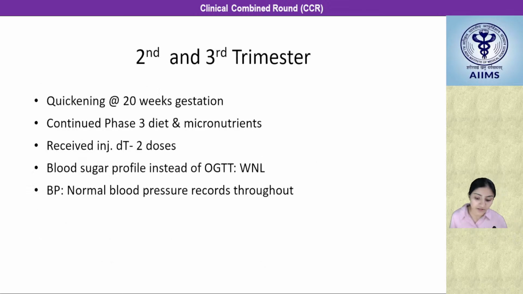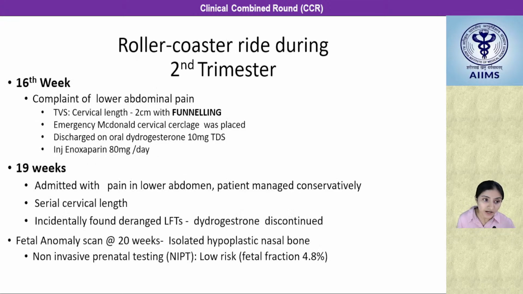Quickening was perceived at 20 weeks of gestation and the patient continued her phase 3 diet and micronutrients. Blood sugar profile instead of OGTT was done, which was within normal limits. The patient had normal blood pressure records throughout the pregnancy. Now starts the roller coaster ride, which started in the second trimester.